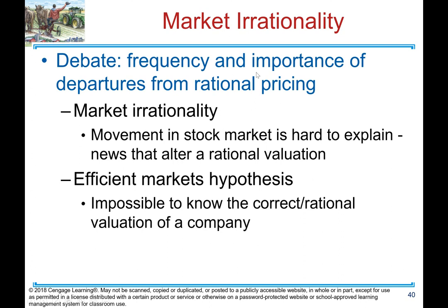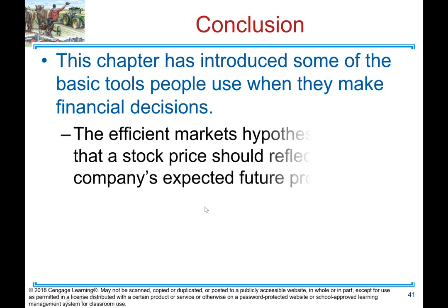Debate over the frequency and importance of departures from rational pricing. Market irrationality. Movement in the stock market is hard to explain. News that alters irrational valuation. Efficient market hypothesis. Impossible to know the correct rational valuation of the market.